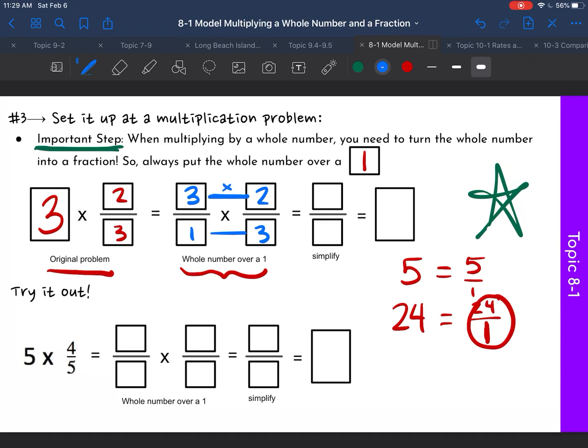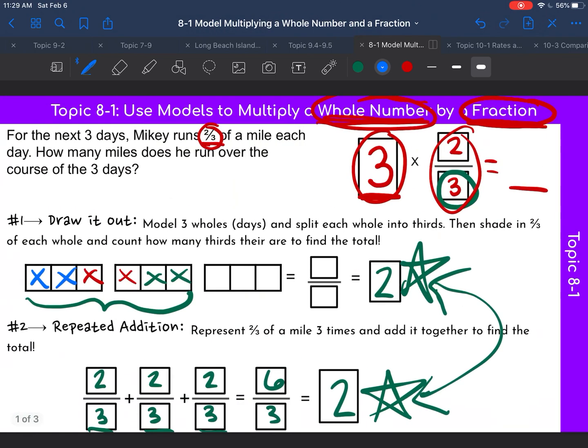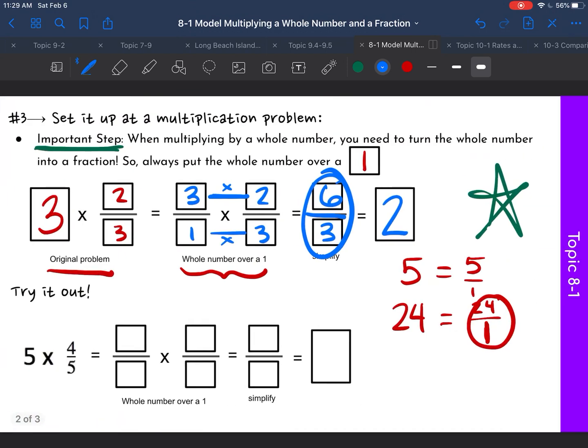So 3 times 2 is 6. 1 times 3 is 3. And we run into the same exact thing. We have to simplify. 6 divided by 3. We get the same answer that we got the last 2 times, which is 2 whole miles.